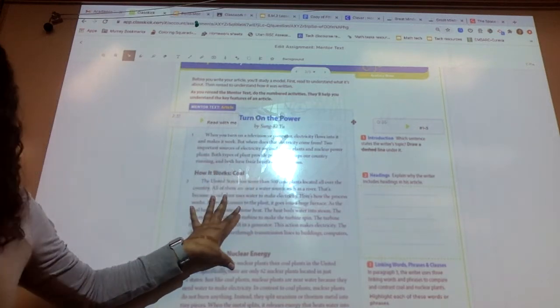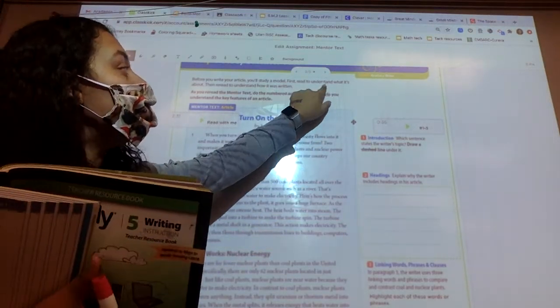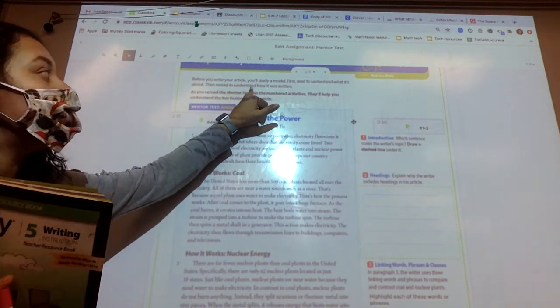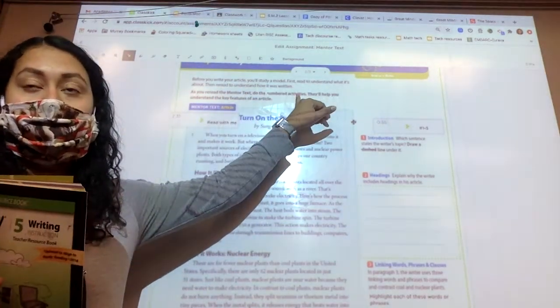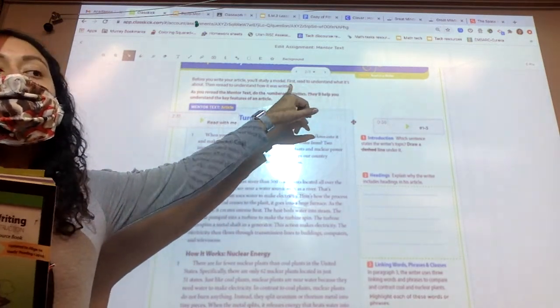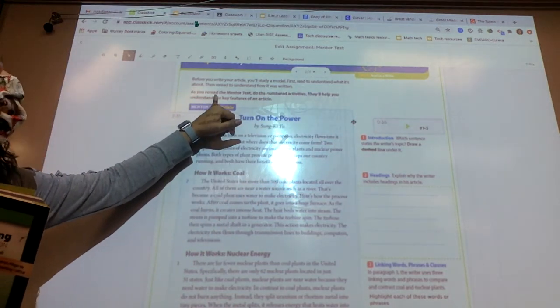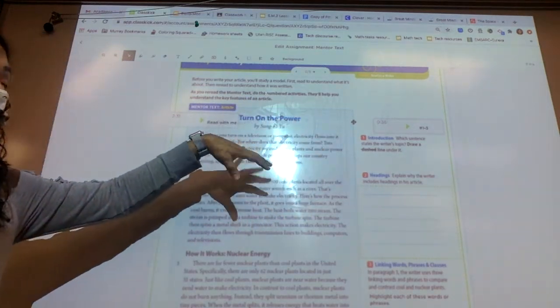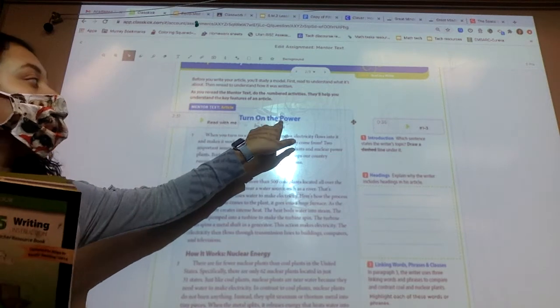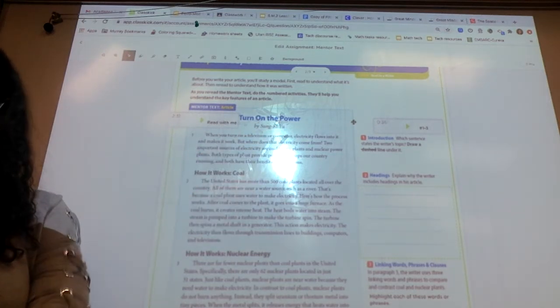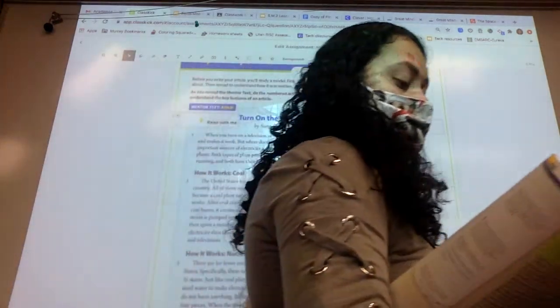Okay, so this is the model. First, read to understand what it's about, then reread to underline how it is written. Thomas, I need you sitting down and following along. As you reread the mentor text, do the numbered activities after, okay? So, Turn on the Power by Sung Ki Yu. Okay? Paragraph 1.